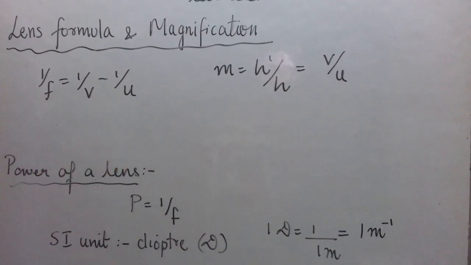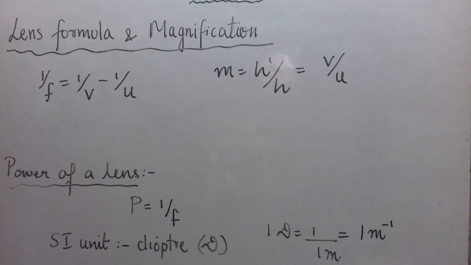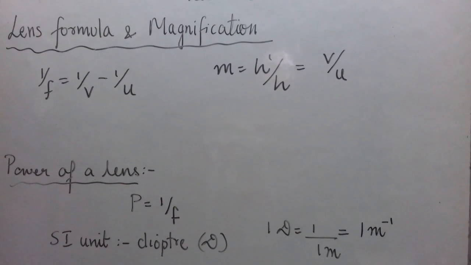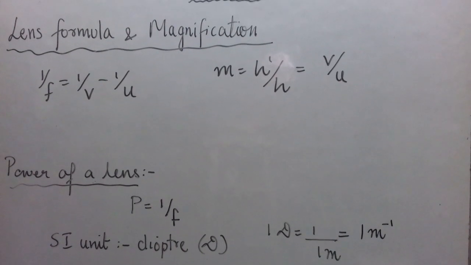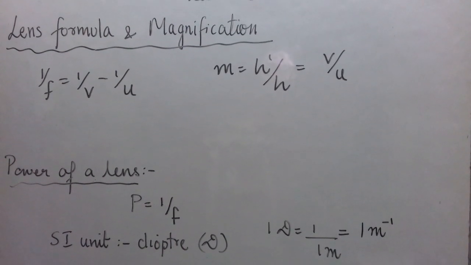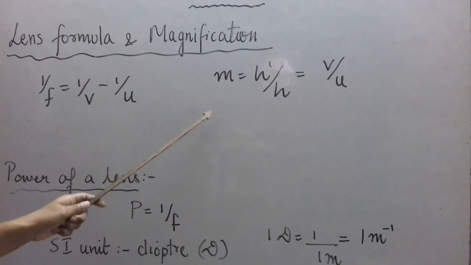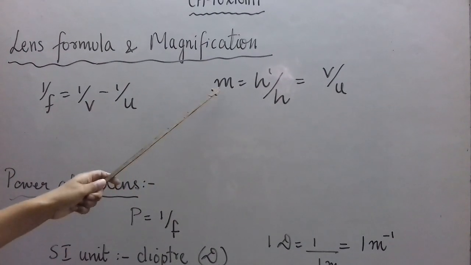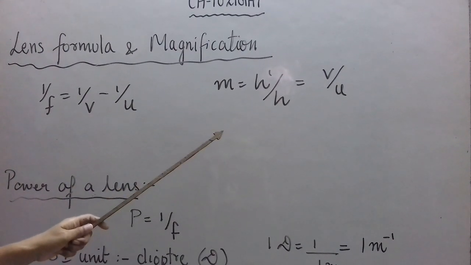If the symbol is positive, it indicates virtual and erect images. If M is negative, then it indicates real and inverted images. If M is positive, virtual and erect images. If it is negative, real and inverted images.